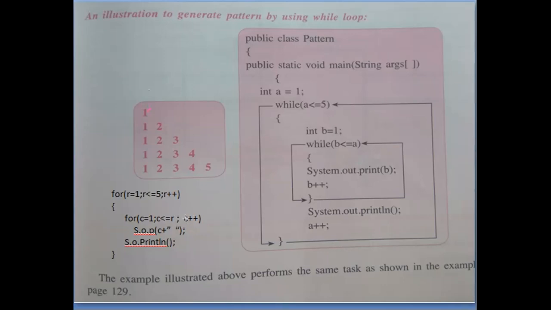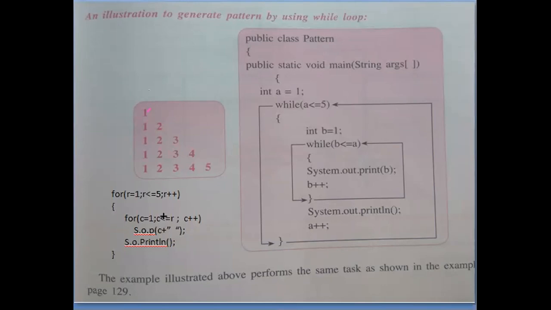What happened to my C? C becomes 2. 2 is less than or equal to R. What is R now? R is 1 only, no? R is one, only one, because we entered the first time and the loop is repeating here now.